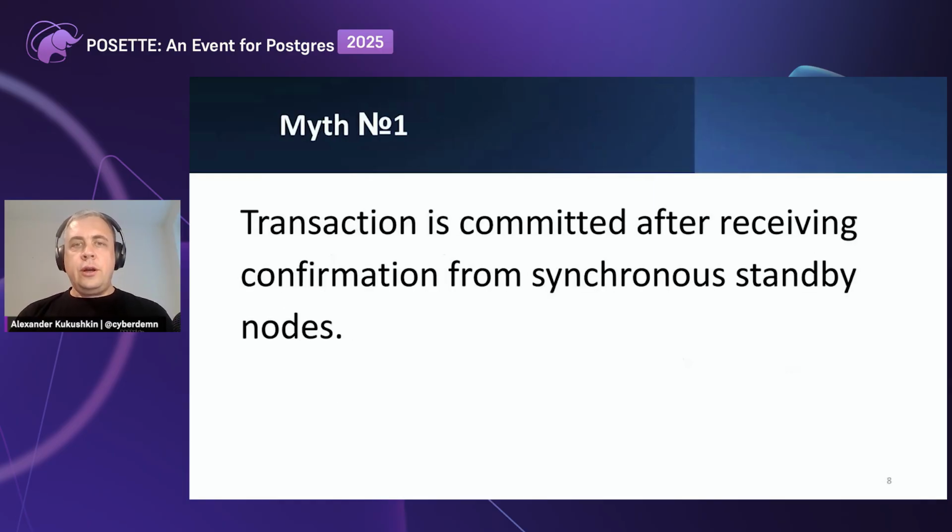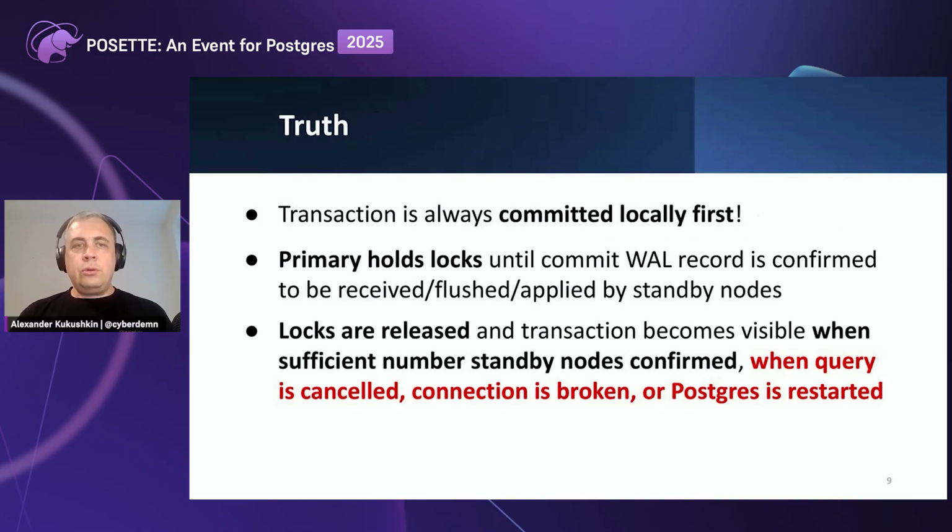Let's try to discuss some myths about synchronous replication and try to bust them. The first myth that I really like, and sometimes people don't understand how it works under the hood, is that people usually think the transaction is committed only after receiving confirmation from synchronous standby nodes. This is entirely not true, because the truth is the transaction is always committed first locally. But primary holds locks, and the transaction does not become visible until a sufficient number of standby nodes confirmed that they received, flushed, or applied this transaction. And locks are released when the necessary number of confirmations is received.